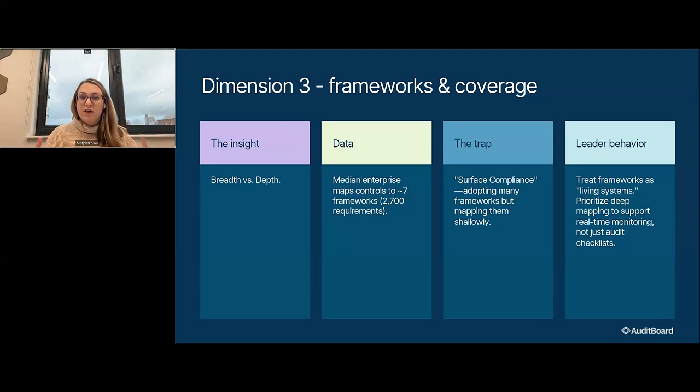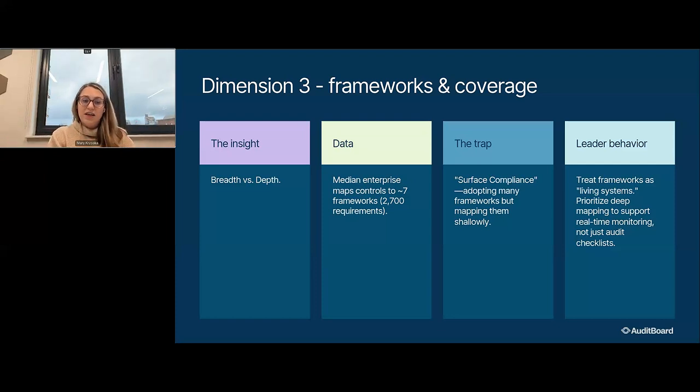They treat these frameworks as a living system, and they prioritize deep mapping to really support this, and real-time monitoring and real-time updates. So you take that risk-based approach. If you think through the leading organizations here, they embed risk in everything they do. That also comes with how they manage their frameworks and their coverage. What's the riskiest one to my organization? Where am I the most susceptible? Now let me put monitors on those. Let me make sure that I have the most robust programs built out around those, that my controls are continuously monitored and updated throughout. That's one of the biggest differences that we really see.